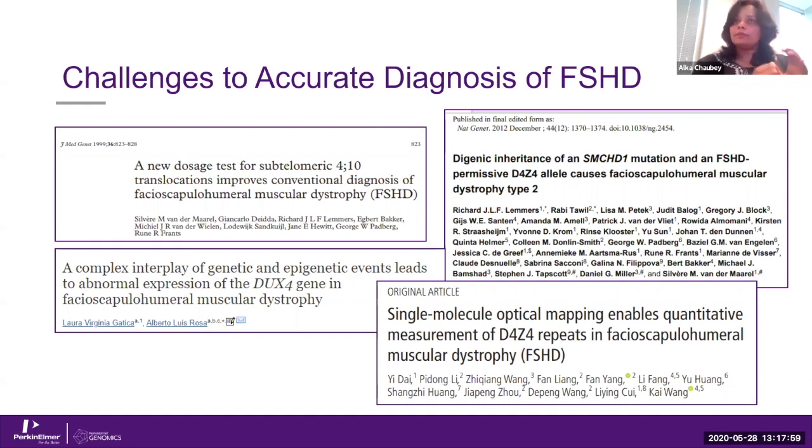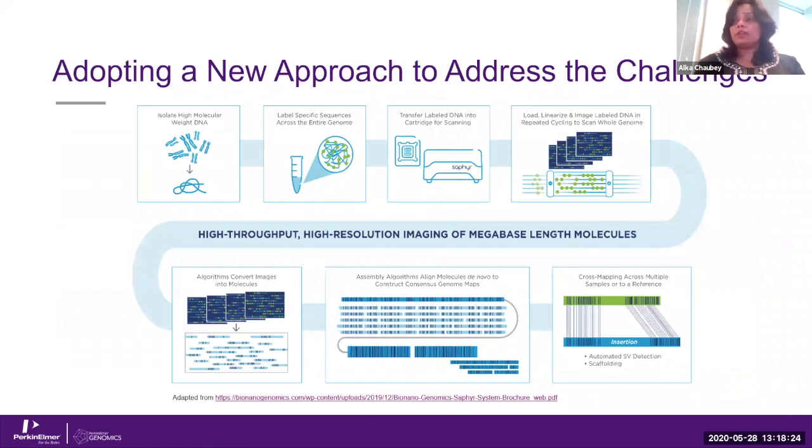However, at the bottom right, you can see that there is this new technology, whole genome optical mapping, that also allows for accurate quantitative measurement of these repeats in an effort to have an accurate and faster diagnosis of FSHD. So keeping that in mind, at PerkinElmer Genomics, we adopted this new technology, whole genome optical mapping by Bionano Genomics. They have a very unique instrument, which is called the Sapphire instrument. Let me explain what this new technology does.